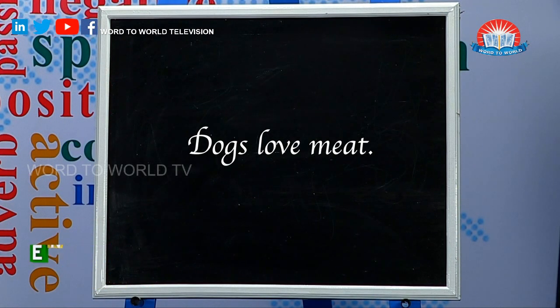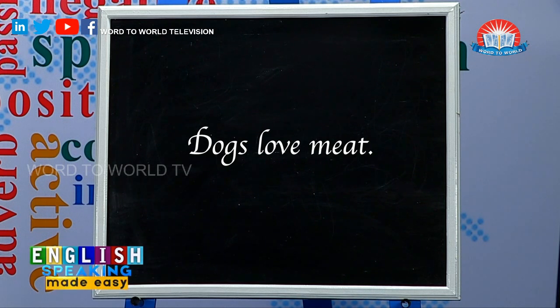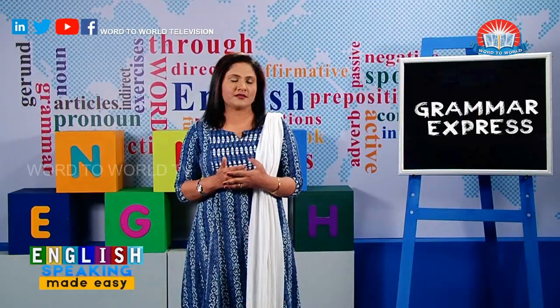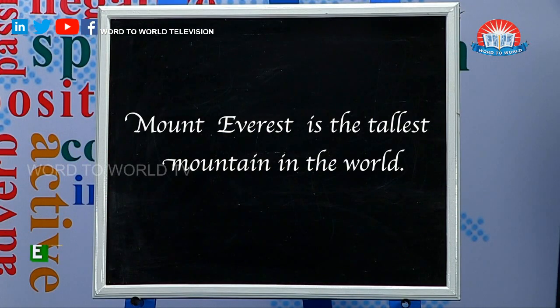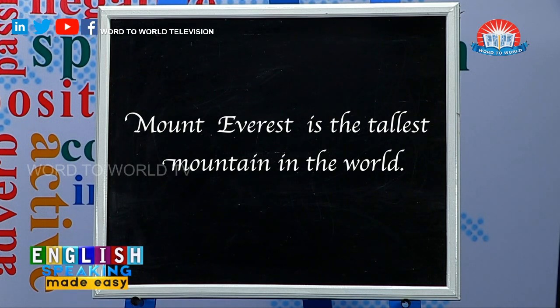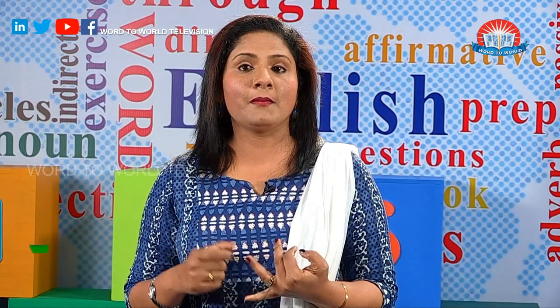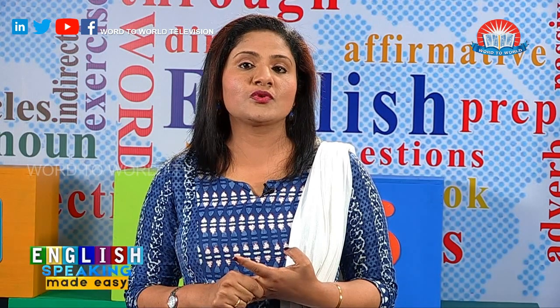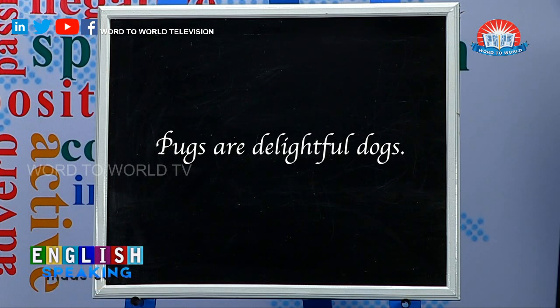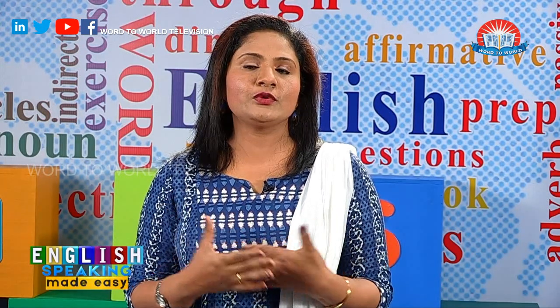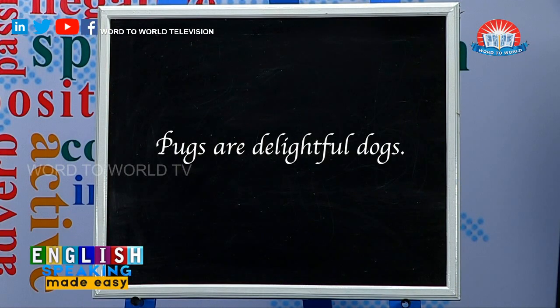The next sentence: dogs love meat. Have you identified the nouns here? Yes, you have dogs and you have meat. The third sentence: Mount Everest is the tallest mountain in the world. You may have seen that Mount Everest is a noun, mountain is a noun, world is also a noun. Have a look at the 4th sentence too: Pugs are delightful dogs. I am sure you agree that you are now able to identify the nouns better: pugs and dogs.